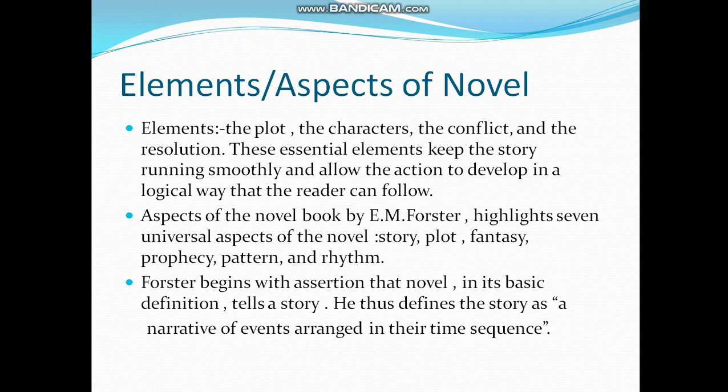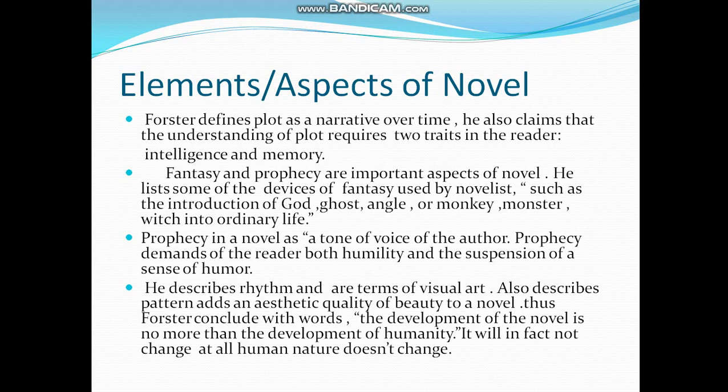And aspects of the novel, we have a book by E.M. Forster, Aspects of the Novel. He highlights 7 universal aspects that are story, plot, fantasy, prophecy, pattern and rhythm. Forster begins with the assertion that the novel in its basic definition tells a story. He thus defined the story as a narrative of events arranged in their time sequence. E.M. Forster also defined plot as a narrative over time. He also claims that the understanding of plot requires 2 traits in the reader. First one is intelligence and the second is memory.